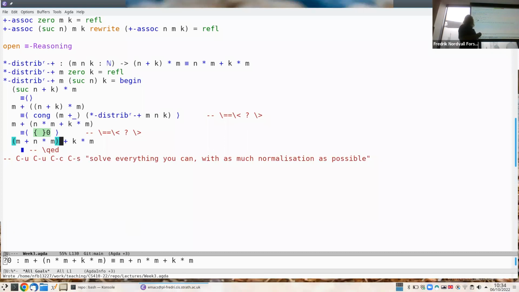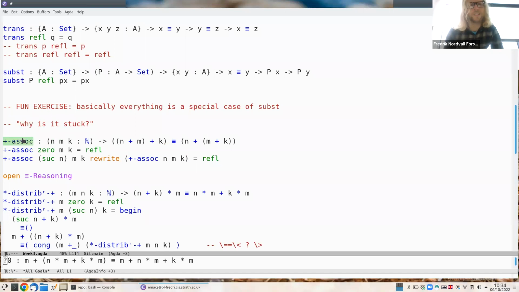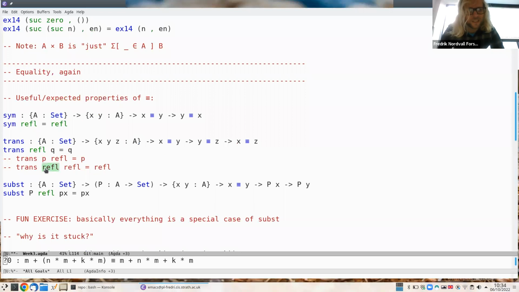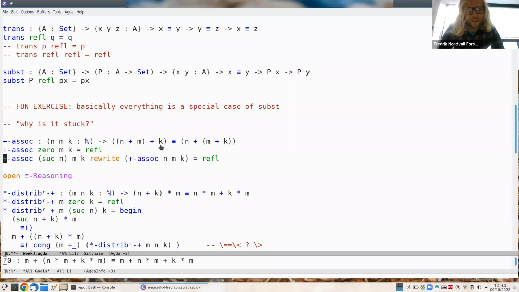And it's just a matter of moving brackets around, right? So we should be able to do that with the associativity of plus that we had up here. So I'm going to try to do that. Okay, and then what does it take? It takes the M, the M, and the K, which are the first, middle, and last things.